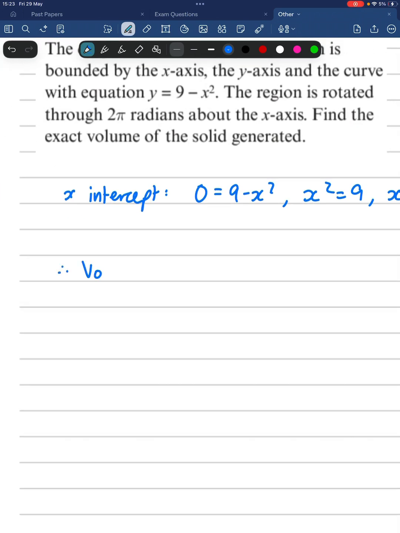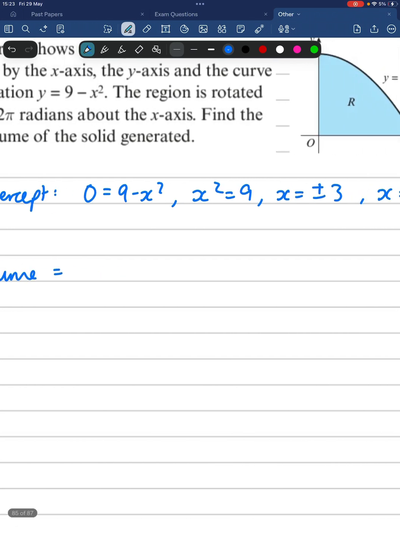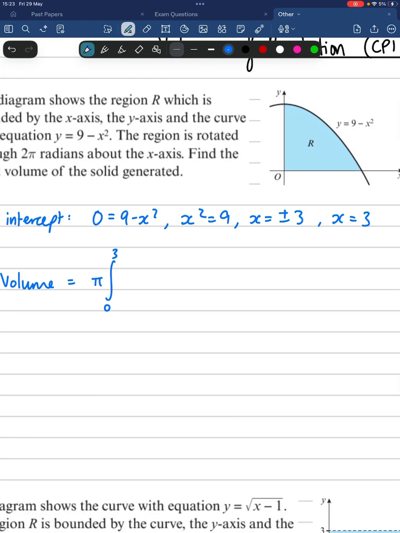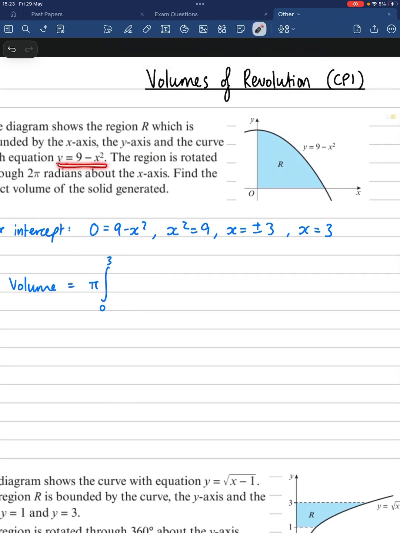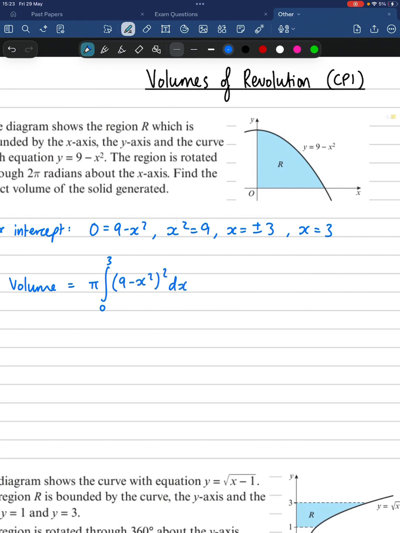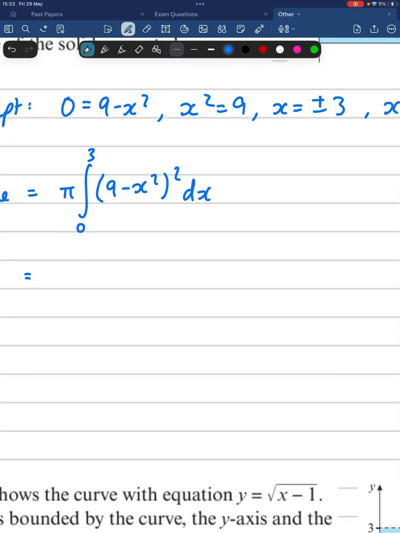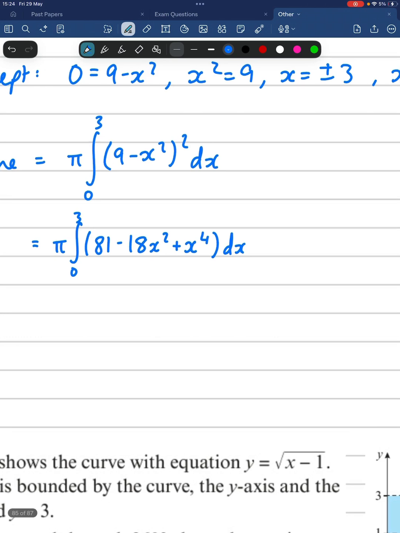So therefore the volume is going to be given by pi times the integral from 0 to 3 of y squared. Well, y is this, so y squared is just going to be (9 minus x squared) all squared with respect to x. Sorry, that's a loud noise outside. Okay, so now we just take that's pi times the integral from 0 to 3 of 81 minus 18x squared plus x to the power of 4 dx. Yeah, that looks right. Now we just integrate.